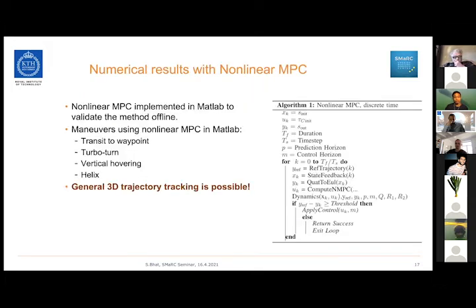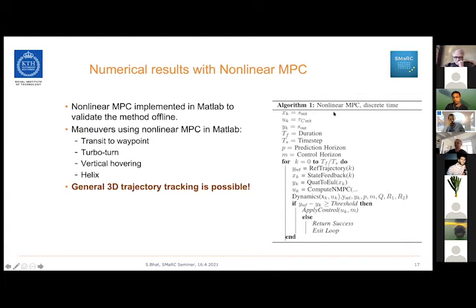So when I was using nonlinear model predictive control, it was implemented in MATLAB. The main aim was to validate the method offline. So it might not work in real time, but to see if the controls that are generated are actually making sense. So we tried maneuvers of increasing complexity. We started with maybe going quite simply to a waypoint, like maybe just going straight, or maybe making a slight turn, and then trying to turn in a very tight neighborhood, and then also to hover and to hold a very hard orientation. And finally, to perform something like an inspection in a helix. And doing all of these things, I could find that general 3D trajectory tracking is possible using this technique.